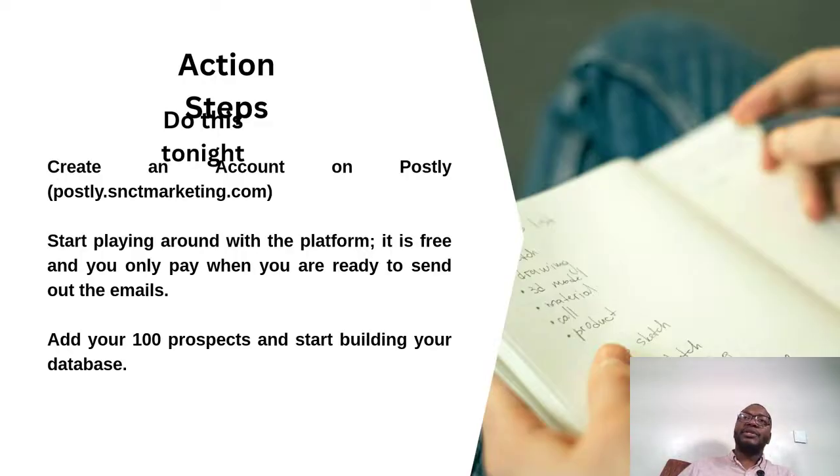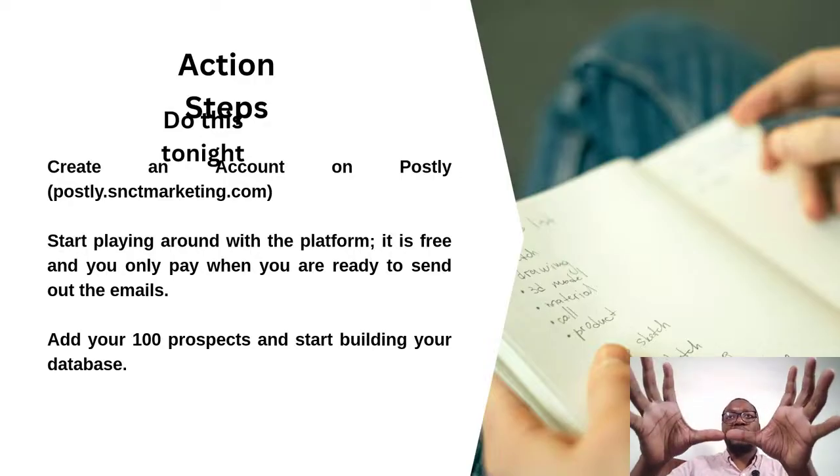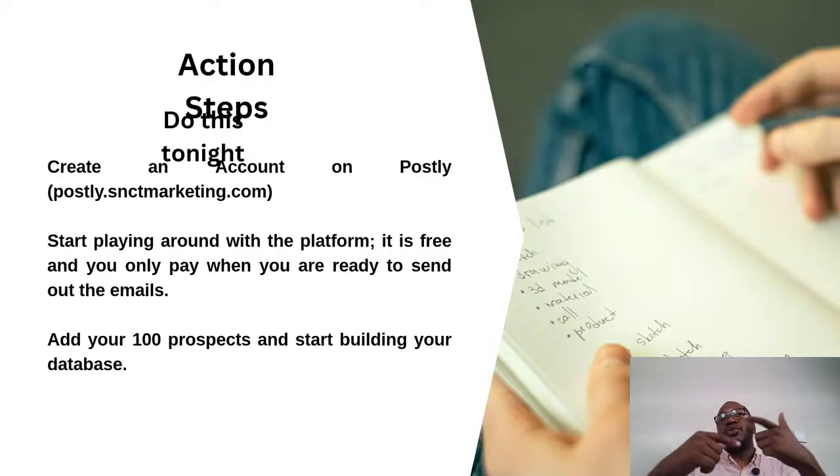Action steps. So, this is what I want you to do. I want you to go to postly.snctmarketing.com. Create a free account, it's absolutely free, and start playing around with the platform. The only part where you end up having to pay is when you start sending emails. Add your 100 prospects and start building your database from there.